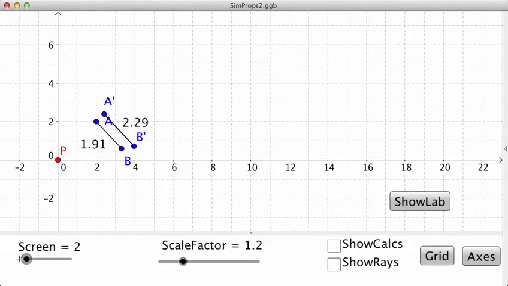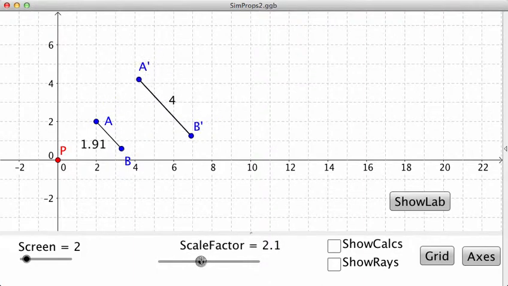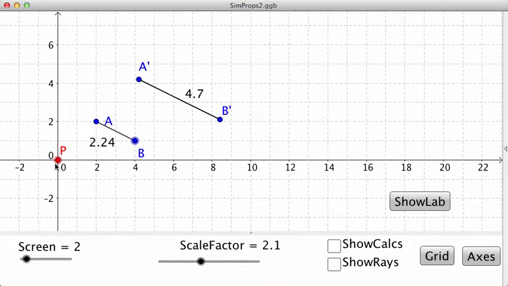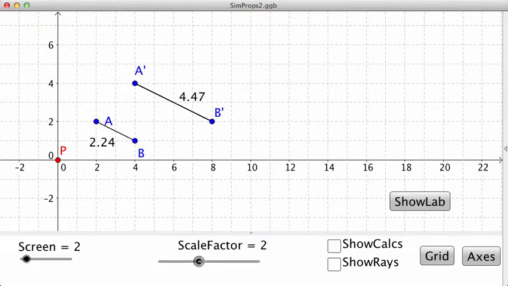Suppose now we add a second point, and we'll call this point B, and we'll draw a segment from A to B, and we'll then create a dilation where we will dilate both A and B to create points A prime and B prime. Now a couple things you should notice here. First of all, the length of segment AB, which is 2.24, is exactly half the length of segment A prime B prime. In other words, A prime B prime is twice as long as AB. And again, that's because we set the scale factor to 2. If it doesn't look like it's exactly twice, it's because of rounding.